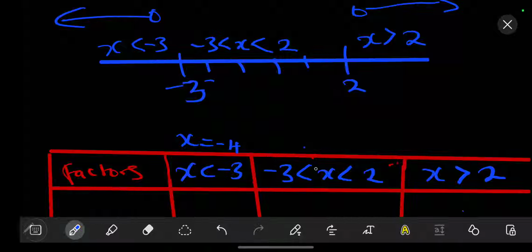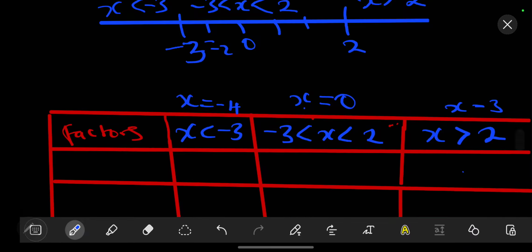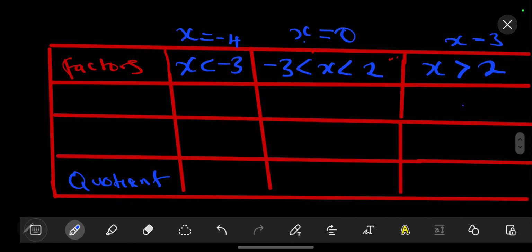Then for the value from negative 3 to 2, what value could be between? We can use 1, we can use negative 2, we can use negative 1, any value. So for the sake of simplicity, we can say x is equal to 0. Now the last one, if x is greater than 2, x could be a value such as 3. If you want 4, 5, as long as it's greater than 2.